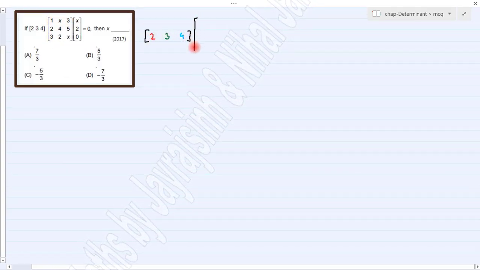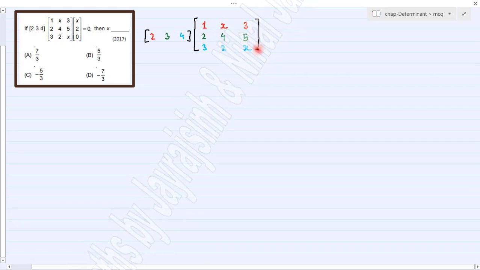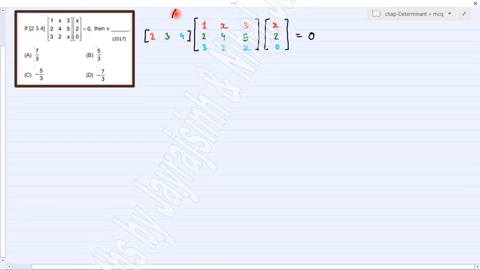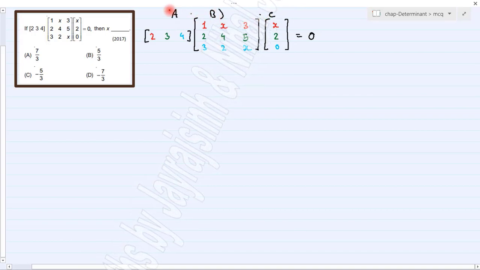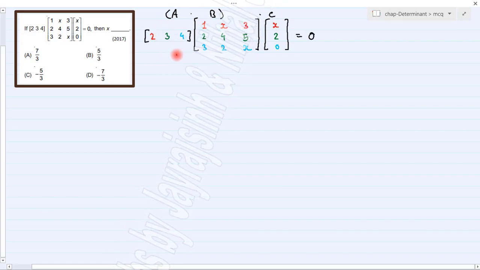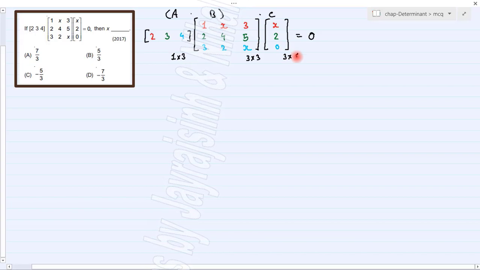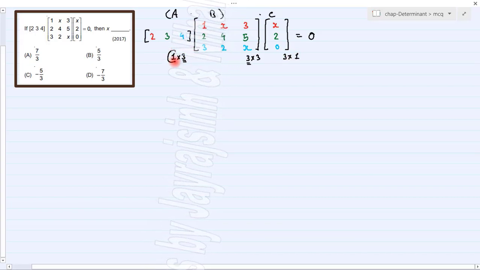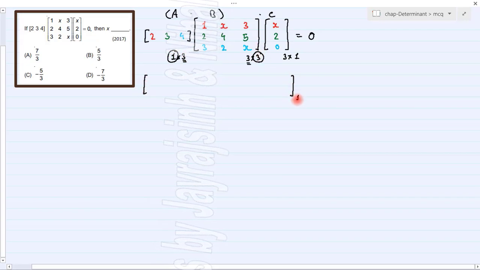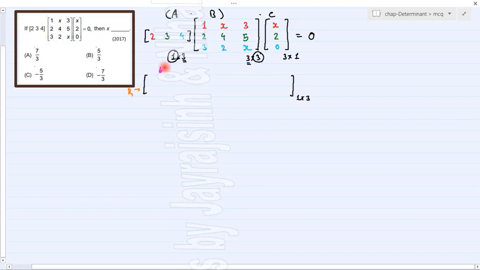Here we have one matrix equation and we have to find the value of x. So we have the multiplication of three matrices A, B, and C. So first of all, let's try to multiply A with B. The order of A is 1 cross 3, the order of B is 3 cross 3, and the order of C is 3 cross 1. So if we try to multiply A and B, then your resultant matrix will be of order 1 cross 3. That means we will have one row and three columns.